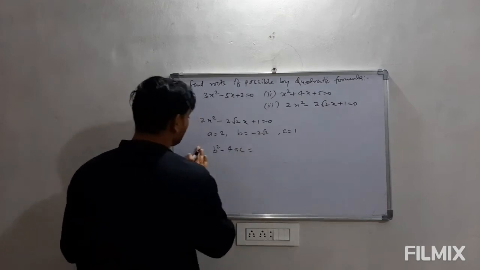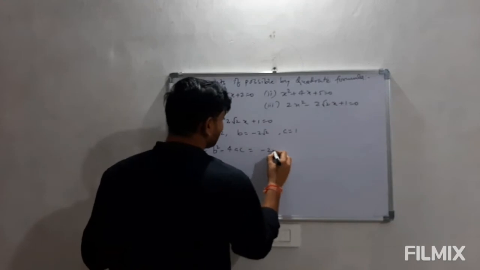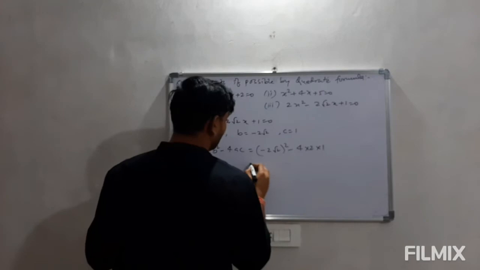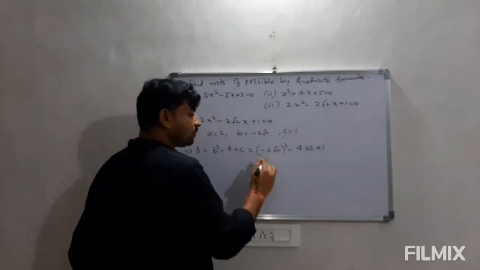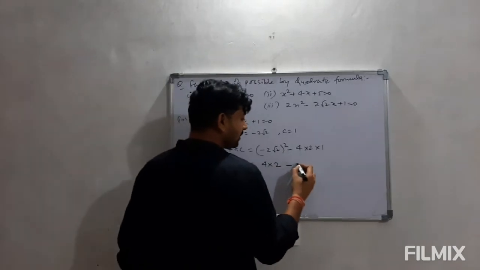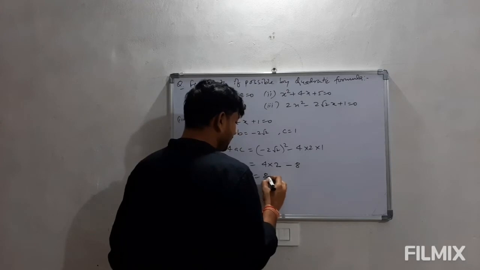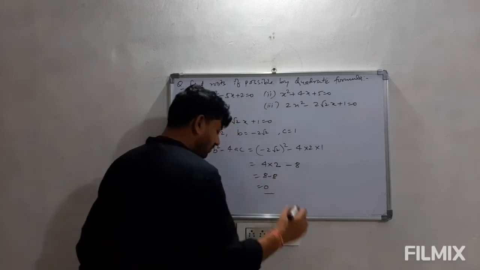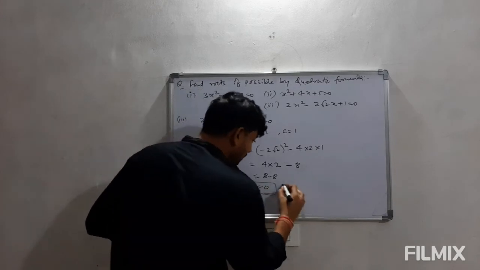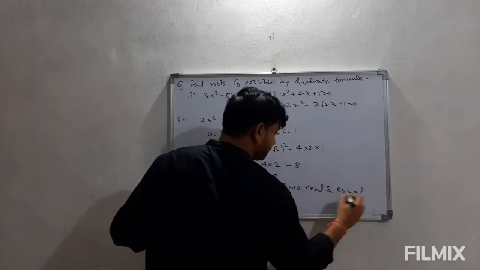So substitute the values here. What we will get: b square means minus 2 root 2 whole square, minus 4 into 2 into 1. When we look at this, the square of 2 is 4 and the square of root 2 will be 2. So 4 into 2 is 8, minus 4 into 2 is 8 here. So here we are getting 8 minus 8, that is 0. The discriminant is 0. So we will write 2 real and equal roots.